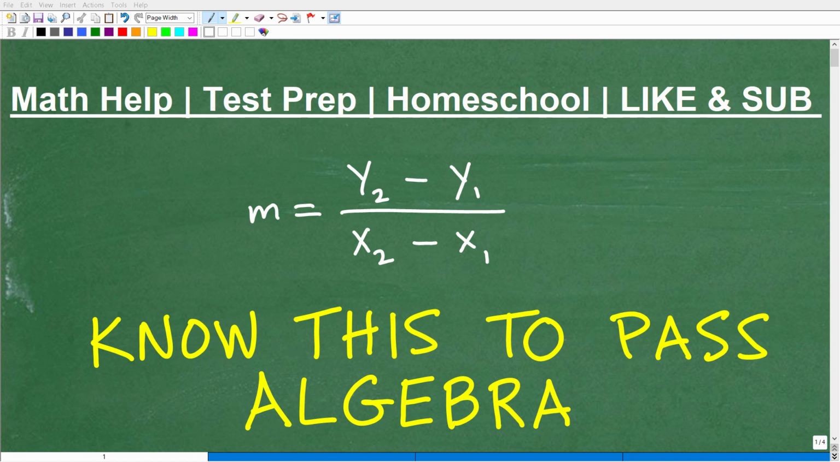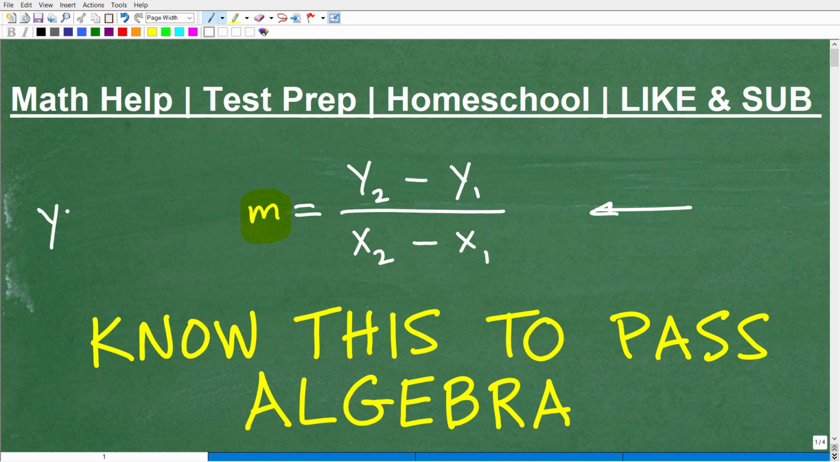Okay, so if you're taking any sort of algebra class, you're absolutely going to need to understand this. So what am I talking about here? Well, of course, this is a formula and it has to do with this little m right there. And for those of you who recognize this formula, go ahead and put your answer into the comment section.